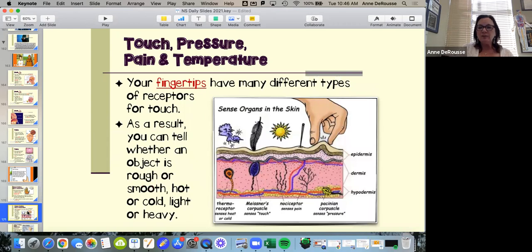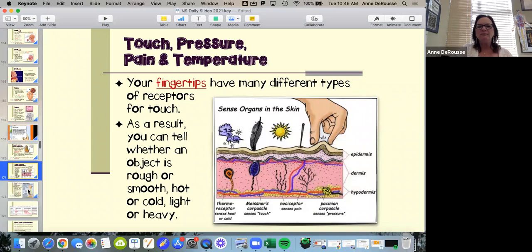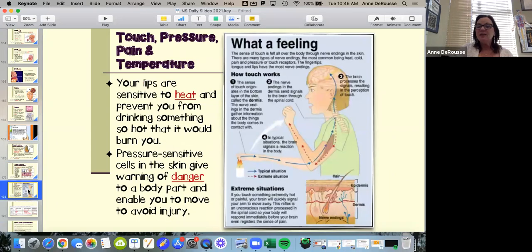So your fingertips have many different types of receptors, as you all found. And because of that, you can tell whether an object at the same time is rough or smooth, hot or cold, light or heavy. Pretty amazing. Your lips are really sensitive to heat, which makes sense because that prevents you from drinking something so hot that it would burn you. Pressure sensitive cells in your skin also warn you that danger could be there and enable you to move so that you avoid injury.